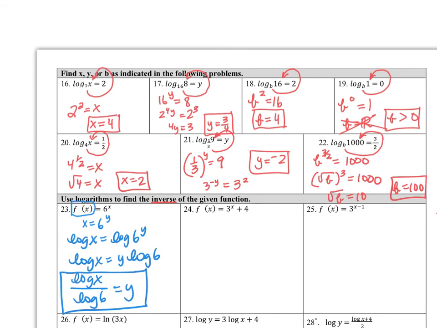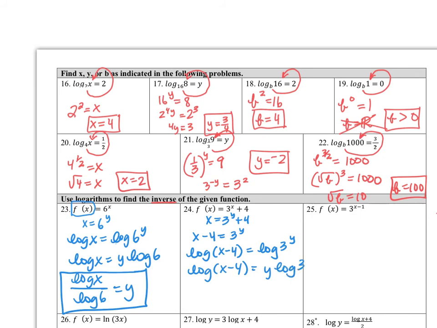Okay, so the next one, x is equal to 3 to the y power plus 4. So first step, subtract the 4. Now we got to take the log of both sides, and since this is a binomial, I've got to keep that together. Now the y can come down. And we can divide by what's by the y.